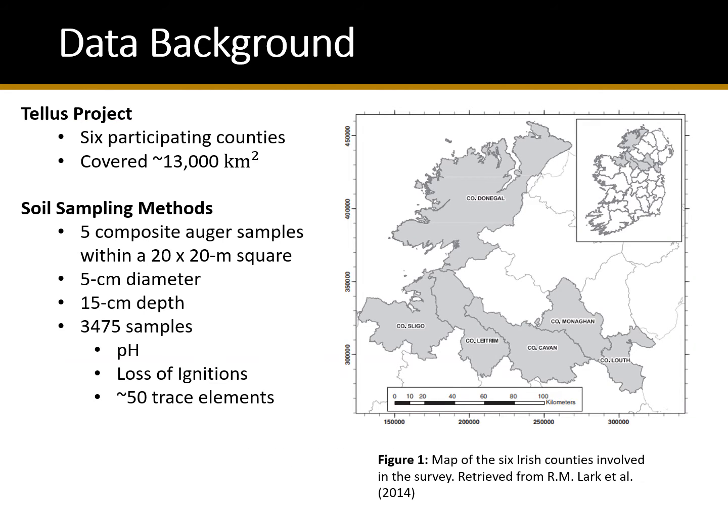To test this hypothesis, I used soil data collected from the Tellus project in Ireland, which covers approximately 13,000 square kilometers across 6 counties. This data contained 3,475 composite soil samples that were collected within a 20 by 20 meter square every 4 square kilometers to a depth of 15 centimeters. These samples were used to analyze approximately 50 different trace elements, soil pH, and loss on ignition.